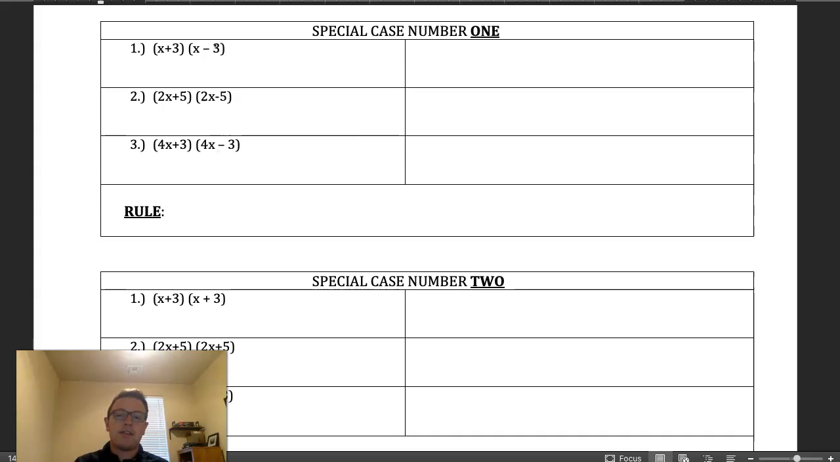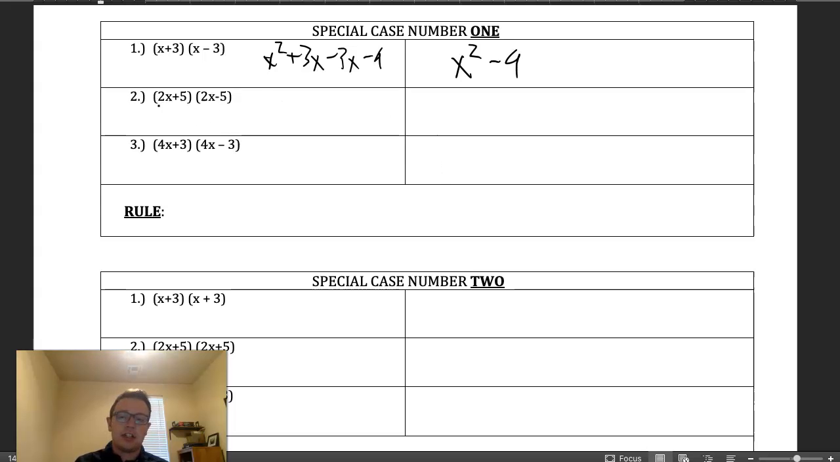So let's start by foiling out some of these. x plus 3 times x minus 3 would become x squared plus 3x minus 3x minus 9. Meaning that our end answer for this would be x squared minus 9.